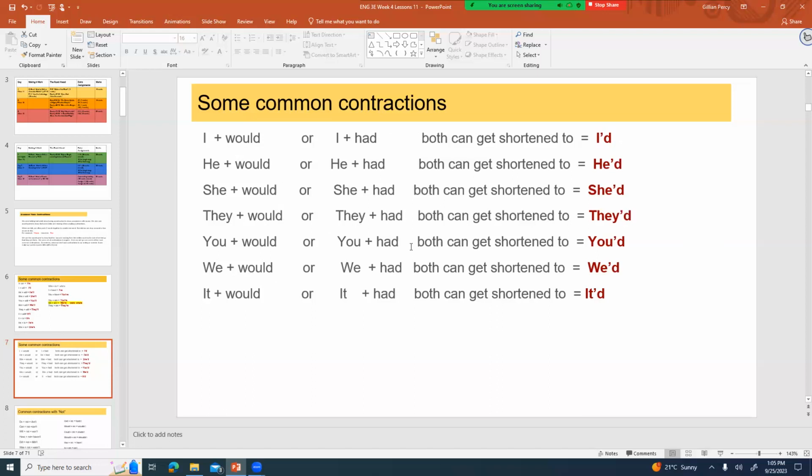You plus would or you plus had becomes you'd. We plus would or we plus had becomes we'd. Or it plus would or it plus had can get shortened to it'd. That's our awkward one. I don't think you're going to hear it very often, but it could happen.